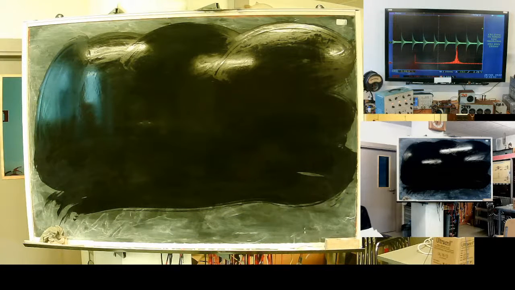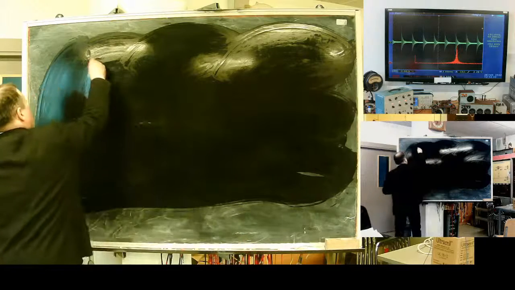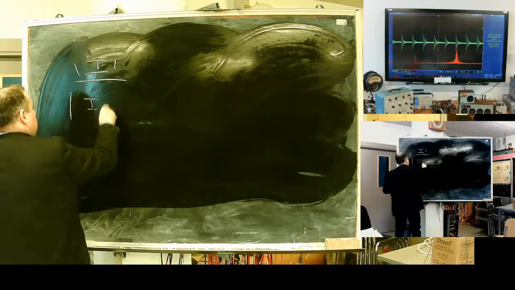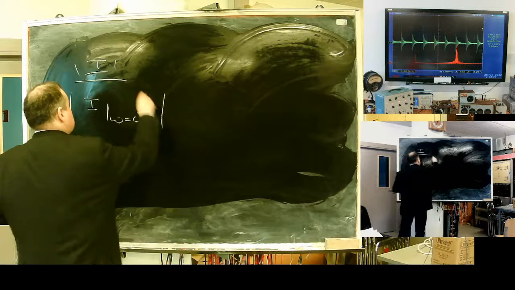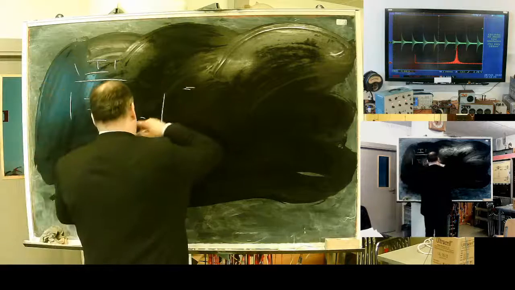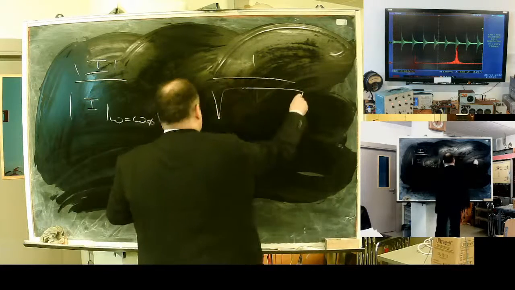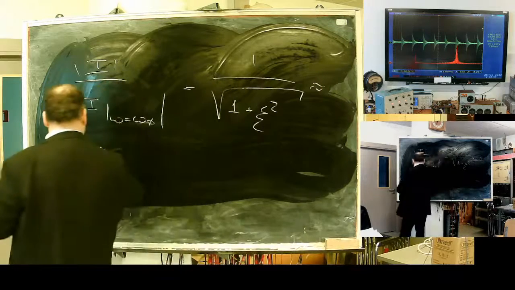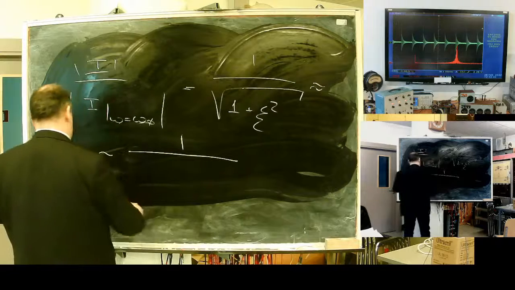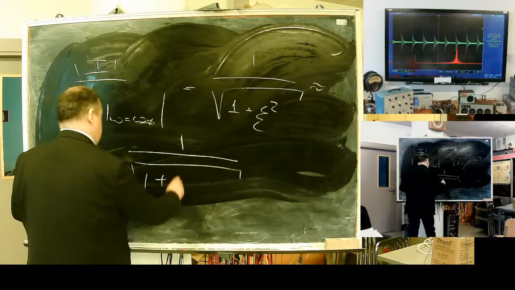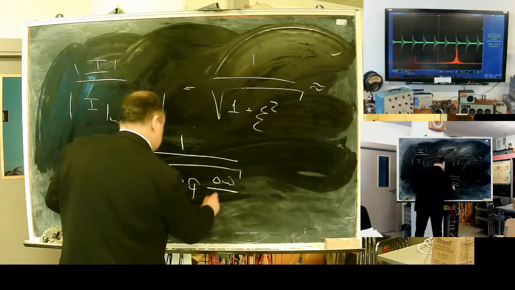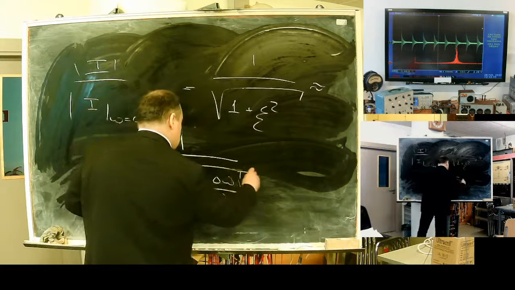So, the current at a frequency equal to the resonance frequency will be 1 against 1 plus c squared, or approximately 1 divided by 1 plus the double quality, frequency, and square.